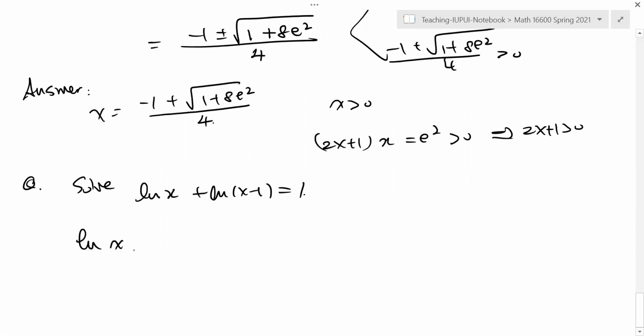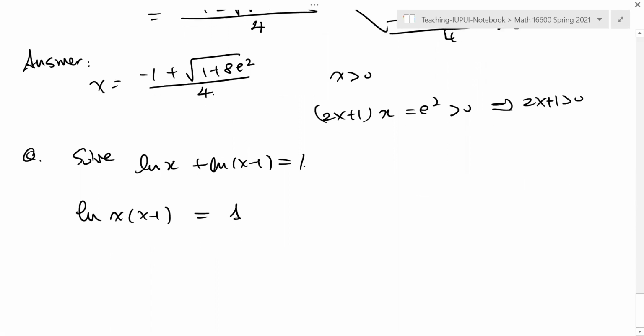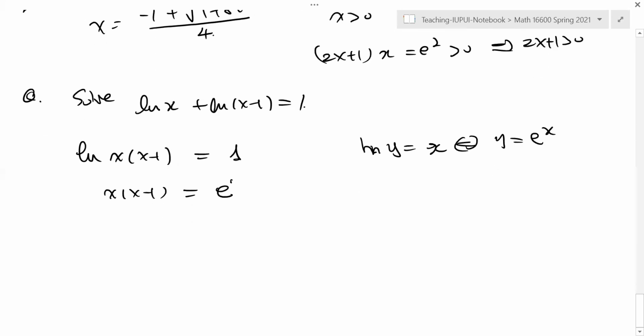So you have to combine them, and you get 1, right? Then you can compare both sides, and clearly x times x minus 1 equals what? Equals e, not 1 or 0. If you're not sure why, then you look at this: natural log of y equals x is the same as y equals e to the x. That's how we define the natural log. So that's why this is going to be e to the x. X is 1, so e to the 1.